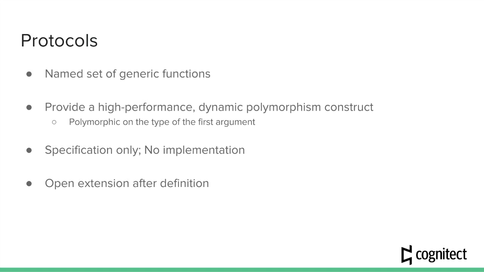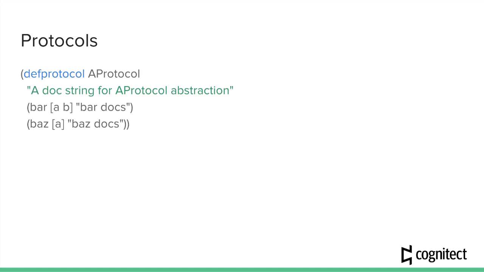And we could keep talking about protocols, but let's just see them in action. I think they make more sense when you see an example. So here I'm defining a new protocol called a protocol. I have some doc string that describes that protocol, and then a collection of functions that go along with that protocol, a named set of functions here. So I have the bar function that takes 2 arguments, and I have the baz function that takes 1 argument.